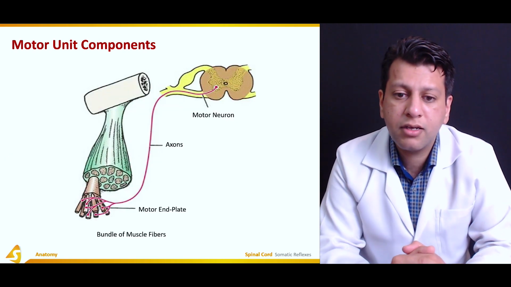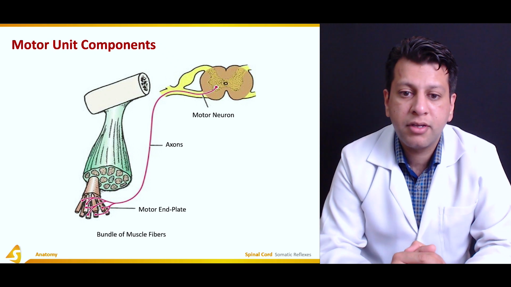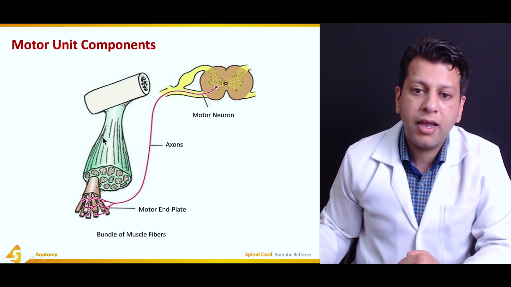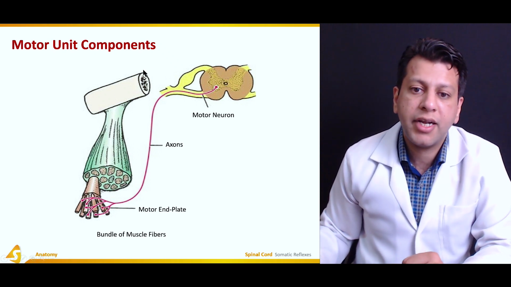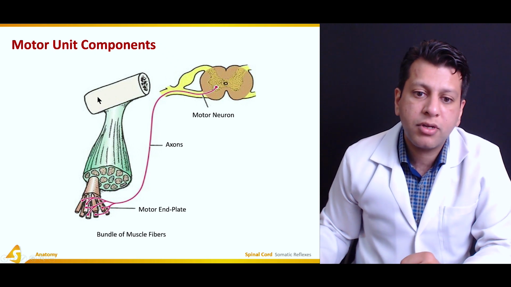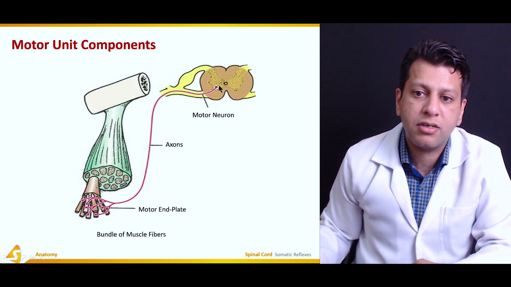This is a classical example of a motor unit. This is a muscle, and it is attached onto bone in the form of a tendon, on which it is going to bring about a change. But this is the anterior horn of the spinal cord, from which the motor neuron is arising.